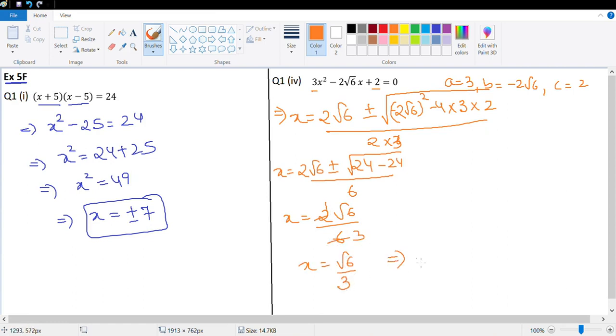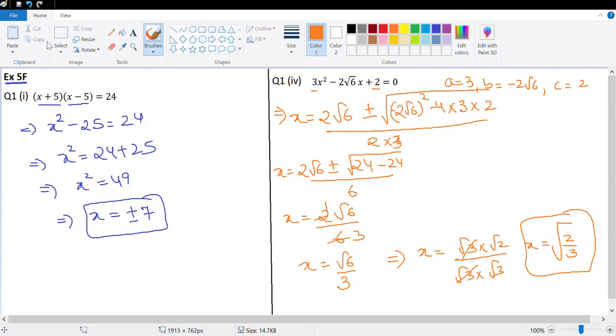We can also write this as x is equal to root 3 into root 2 upon root 3 into root 3, which means x is equal to root of 2 by 3. So both the solutions are equal, which is x is equal to root 2 upon 3. The other x is also root 2 upon 3. But let's look at the next one.